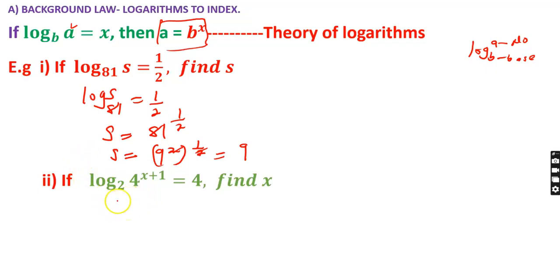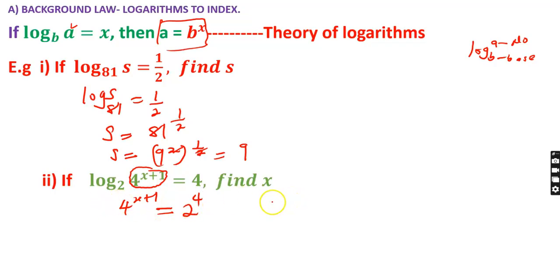Look at another example. In this case, this 4 raised to the power x plus 1 is our a. This 2 is our base, and this 4 here is our x. So what is the formula? If log a base b equals x, then a equals b raised to the power x. So our a here is 4 raised to the power x plus 1, which equals 2 raised to the power 4.